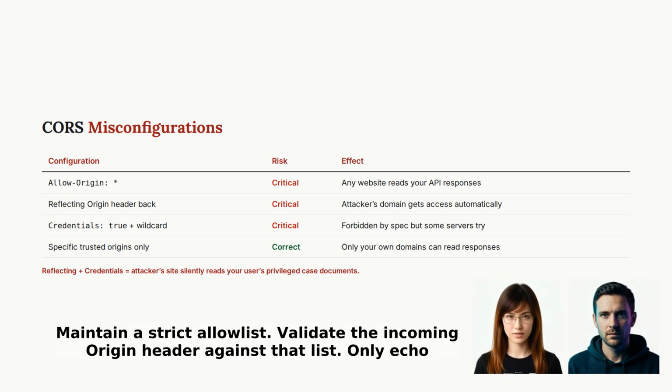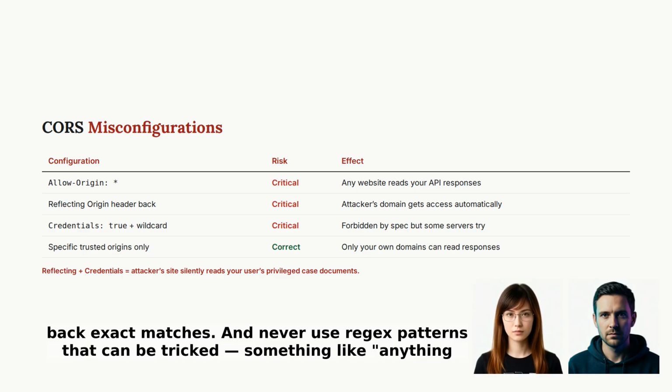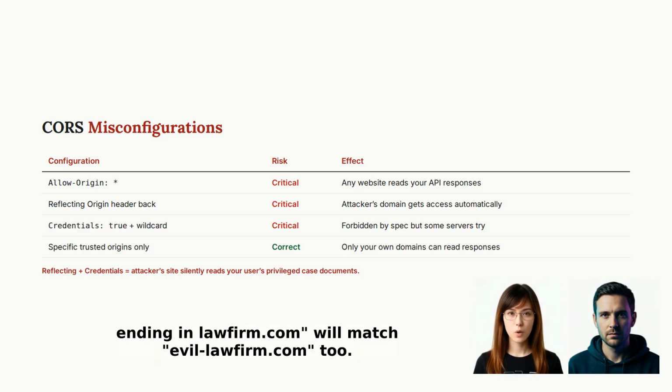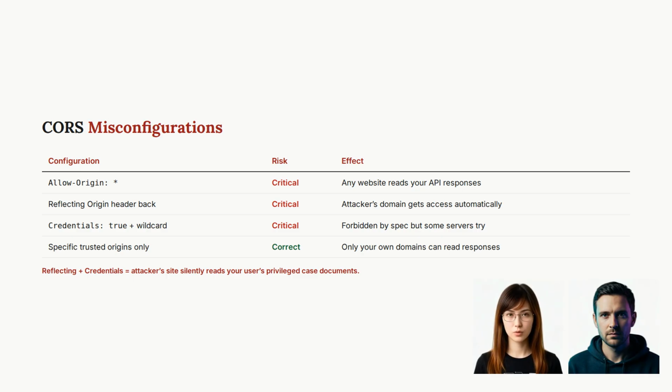Maintain a strict allow list. Validate the incoming origin header against that list. Only echo back exact matches. And never use regex patterns that can be tricked. Something like anything ending in lawfirm.com will match evillawfirm.com too.